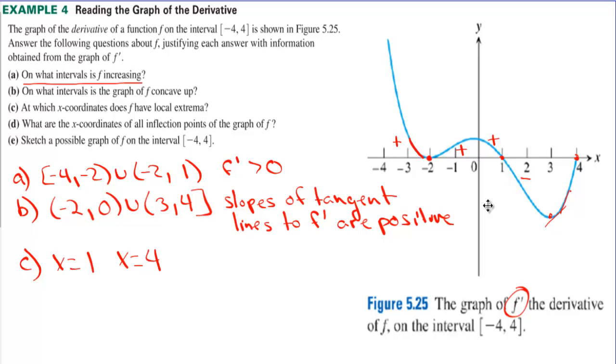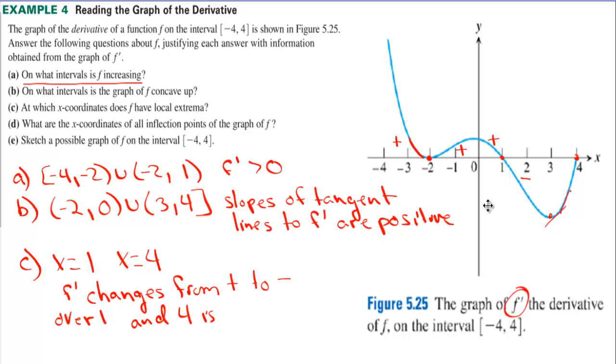Now how do I know at which x coordinates f has local extrema? F prime changes from positive to negative over 1, and 4 is an endpoint.